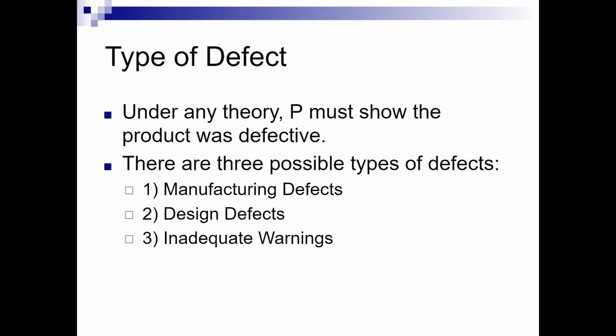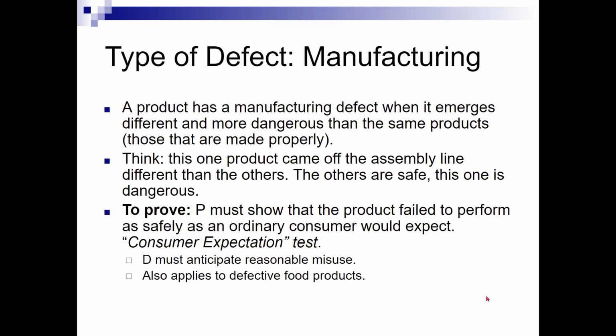Type of defect. Under any theory, the plaintiff must show the product was defective. There are 3 possible types of defects. 1. Manufacturing defects. 2. Design defects. And 3. Inadequate warnings.